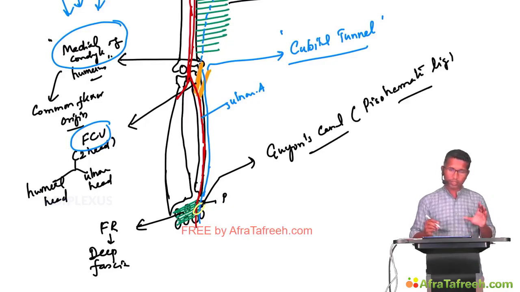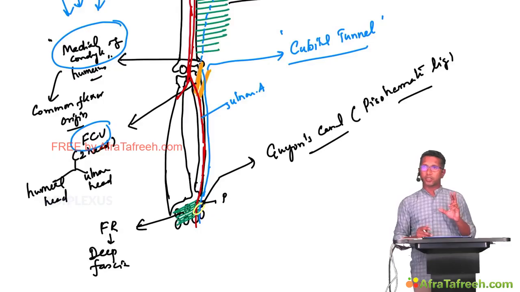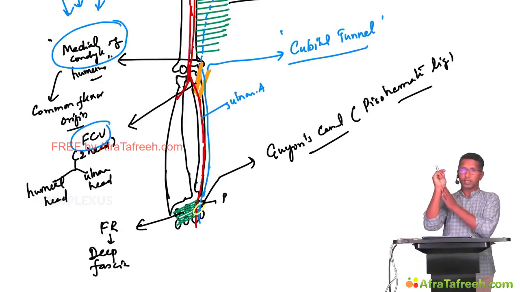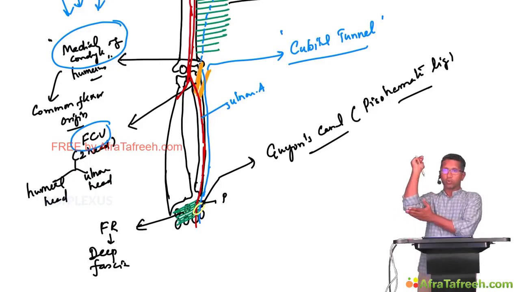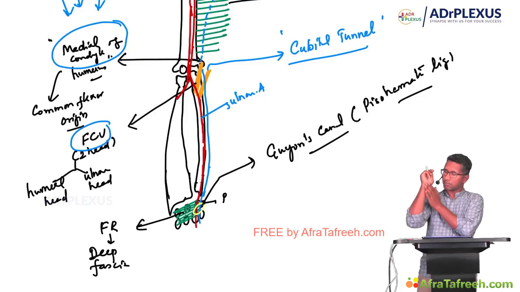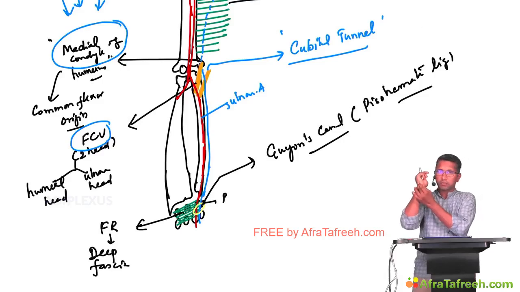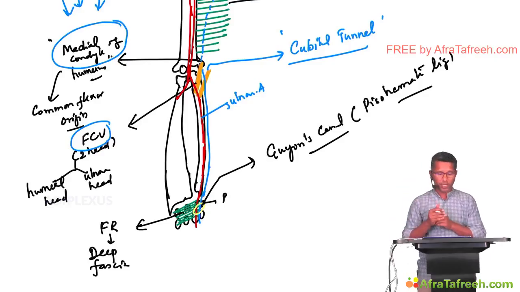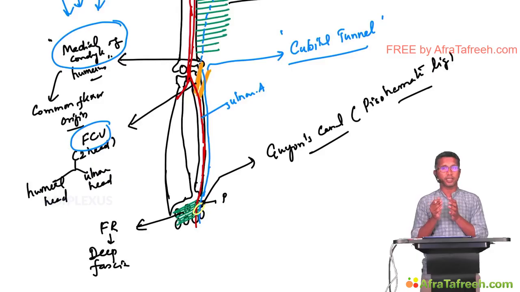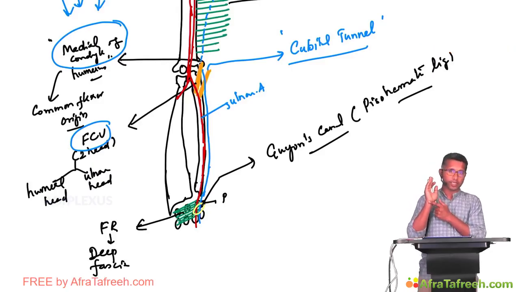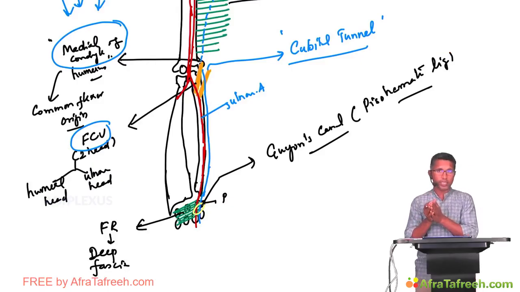So guys, please remember, the ulnar nerve passes through two tunnels, one at the elbow and one in the wrist region. The one at the elbow is called the cubital tunnel, and the one at the wrist on the medial side, between the pisiform and the hamate, is called Guyon's canal. So the nerve can get compressed in these areas: in the cubital tunnel and in Guyon's canal.